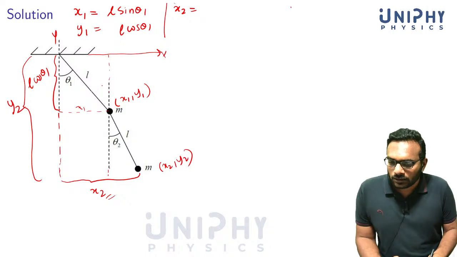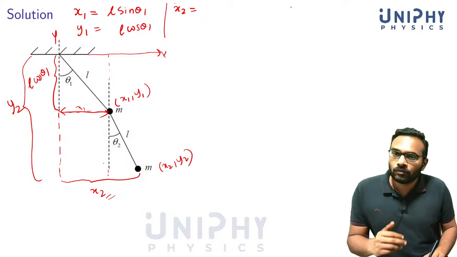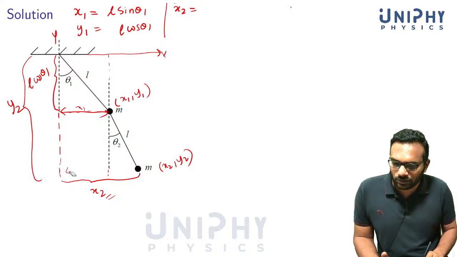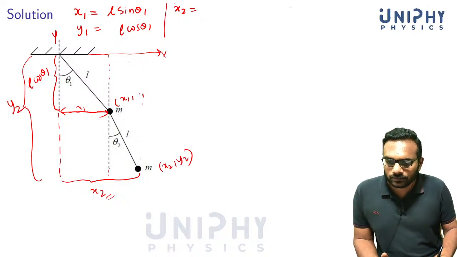So what we did here is that we said that x1 is this length, y1 is this length, fine. What about mass 2? For mass 2, the x coordinate x2 is this whole length. And what's y2? y2 is this whole length. Now we can do it.